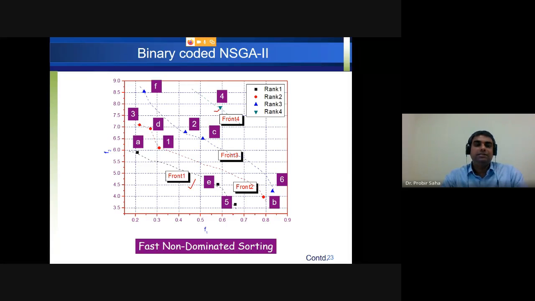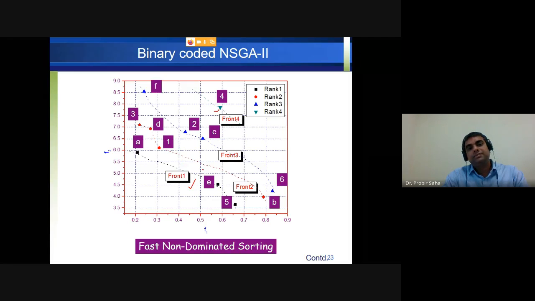non-domination principle, right? You can see in the rank 1 solutions, I cannot say which one is better than the others. But I can guarantee you that these are the solutions which are the best among the 12. So these are superior to this solution and this solution. Then do it for rank 2. So this is front 2. All these solutions are just inferior to front 1, right? But again, you cannot say which one is better.